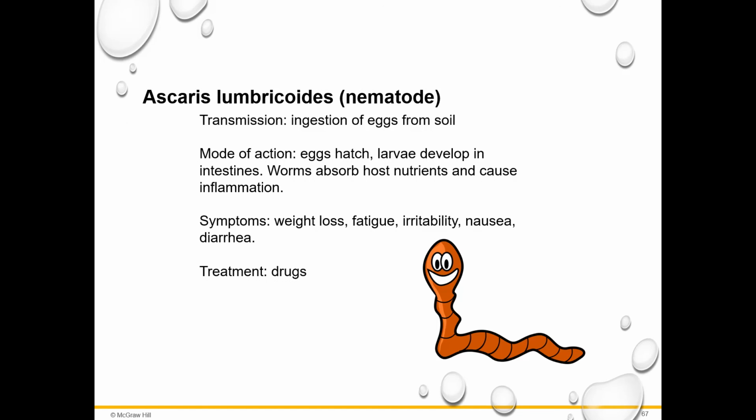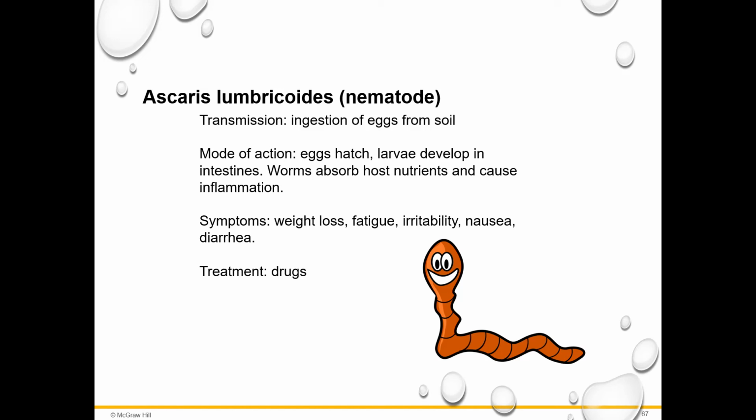So now I'm going to talk about 4 specific species of worm that you need to know for this course. The first one is Ascaris lumbricoides. This is a nematode, so it's a roundworm, and it's a pretty common roundworm. Transmission is ingestion of eggs from the soil. So what happens is you eat the egg, and the egg hatches open in your intestine, and the larvae emerge from the egg. The larvae will actually escape your intestine, go into your bloodstream, and go to your lungs. And while in the lungs, they're going to develop into adult-sized worms.